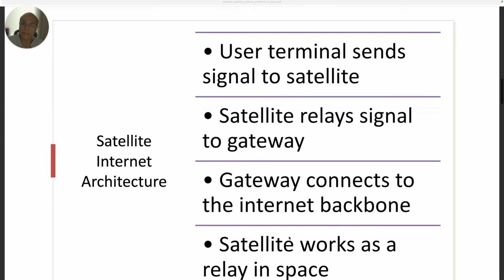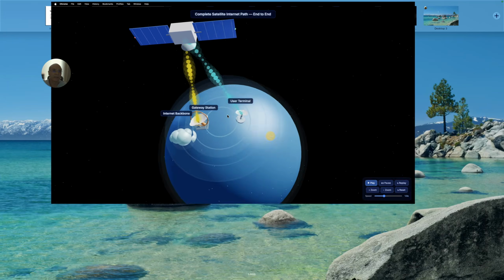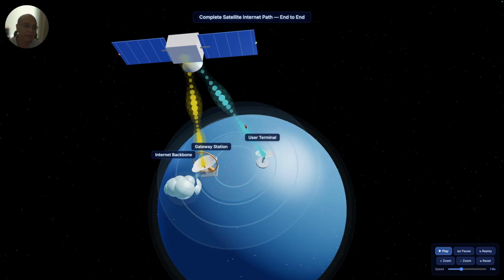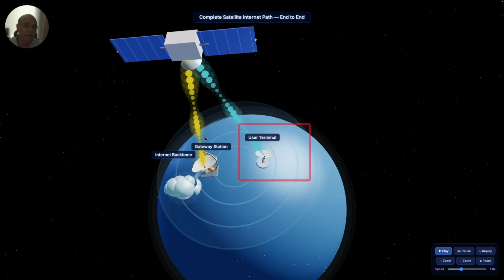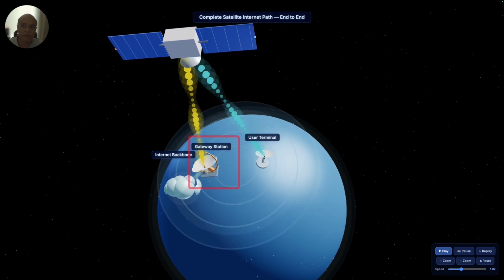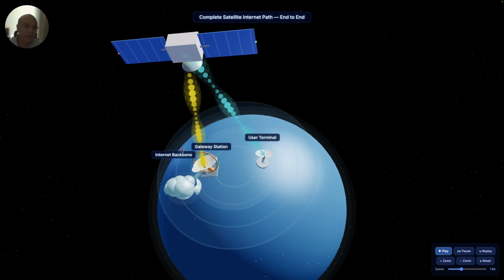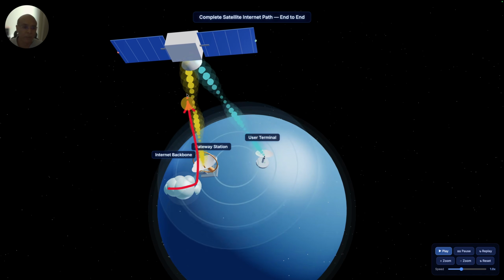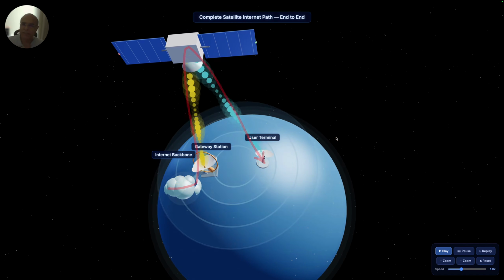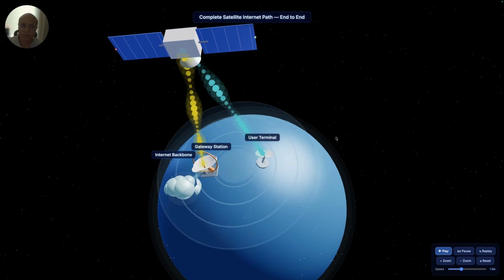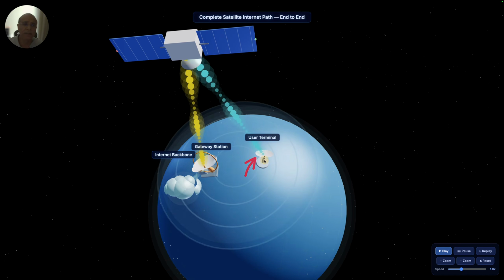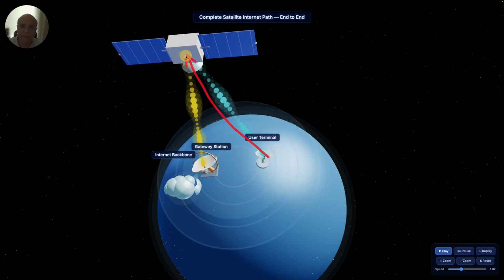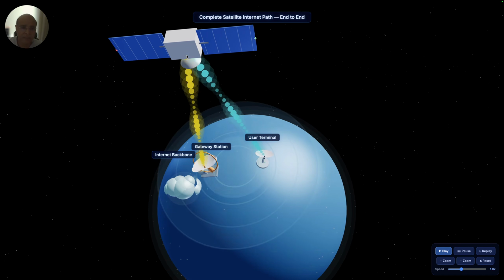The user terminal connects to the satellite, and the satellite connects to the gateway. So friends, let's look at this animation. In this animation, you see a user terminal and you see a gateway station. The user terminal is talking to the satellite. The satellite is acting like a mirror, and then it is going out into the internet backbone. So this is a two-way communication. This is typically the way satellite networks work. The user terminal uses the satellite as a reflector, or an active reflector, in the sky.